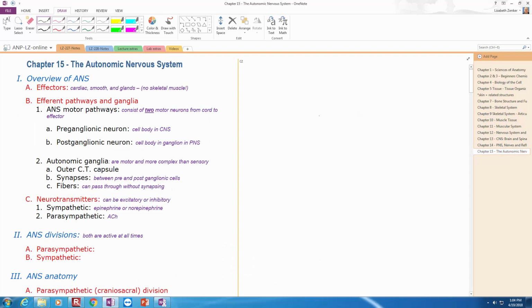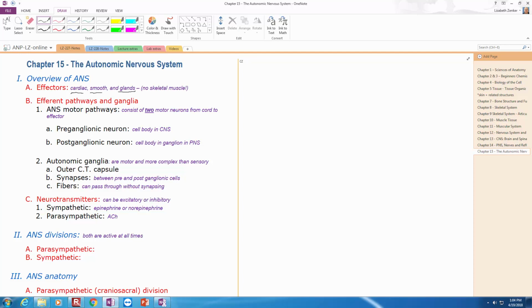Going on to chapter 15, the autonomic nervous system. All right, so in the last chapter we talked about the somatic nervous system. What is the effector for somatic? Skeletal muscle. And what are the effectors for autonomic? Cardiac muscle, smooth muscle, and the glands. No skeletal muscle with autonomic. So remember, autonomic is like automatic. You don't consciously think about it, but your heart keeps beating, glands are secreting, that type of thing.